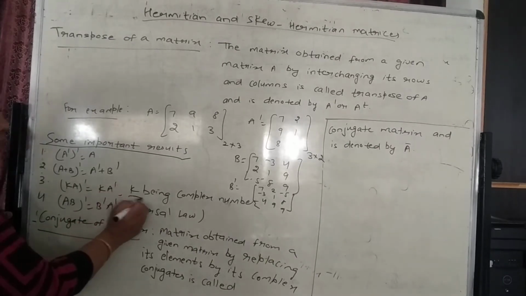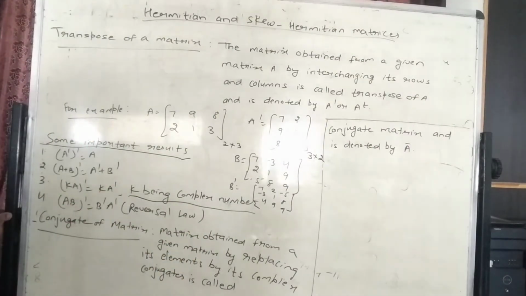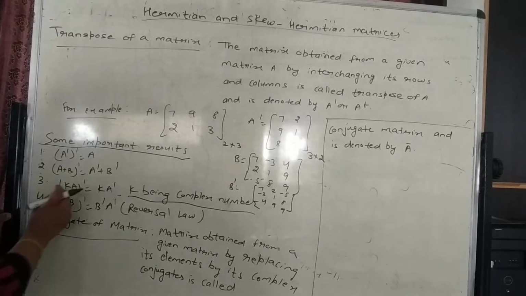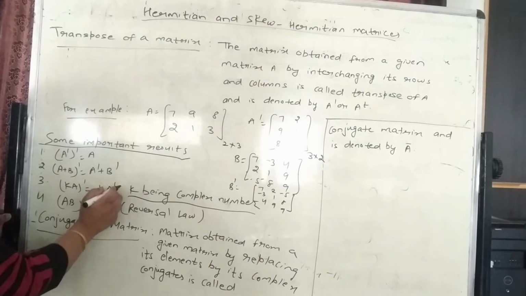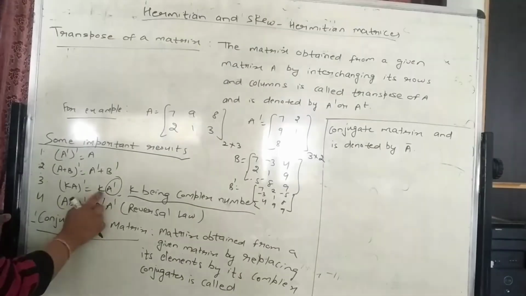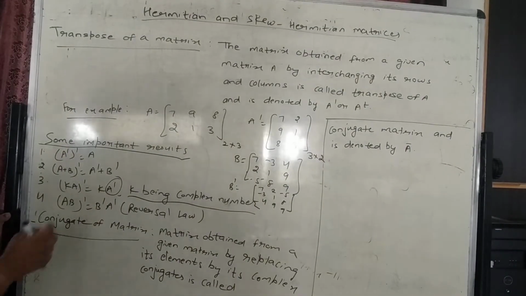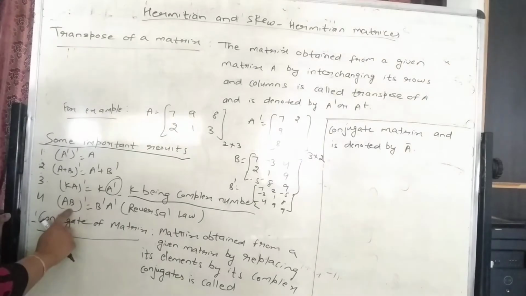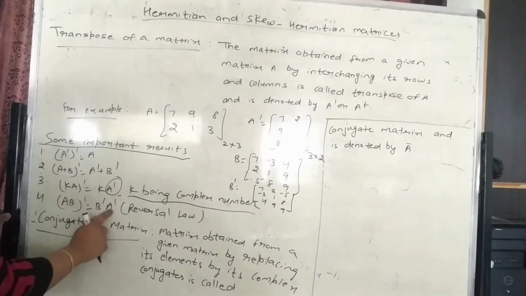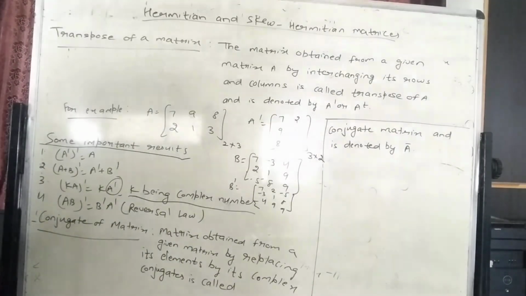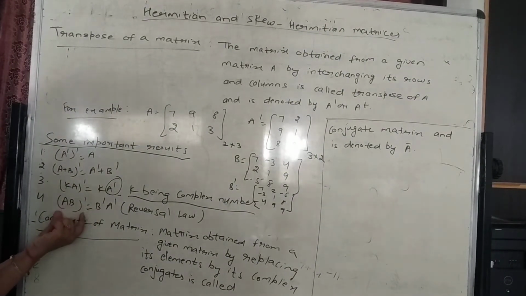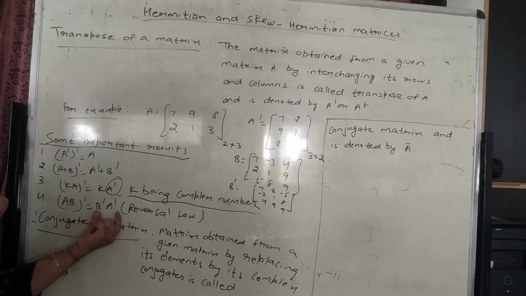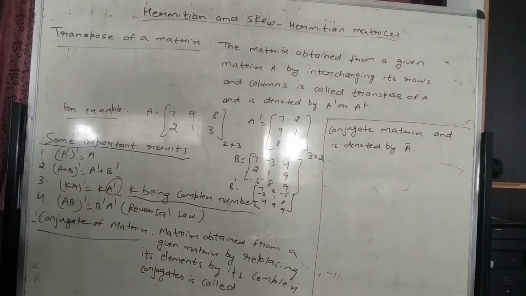What is k? k is here any real or complex number. When we apply the transpose, it will apply only upon the matrix A, not upon the number k. Another result is transpose of AB. It will become B transpose A transpose. It is called the reversal law of the transpose of matrices. When we apply the transpose on a product of matrices, the result will be B transpose A transpose.